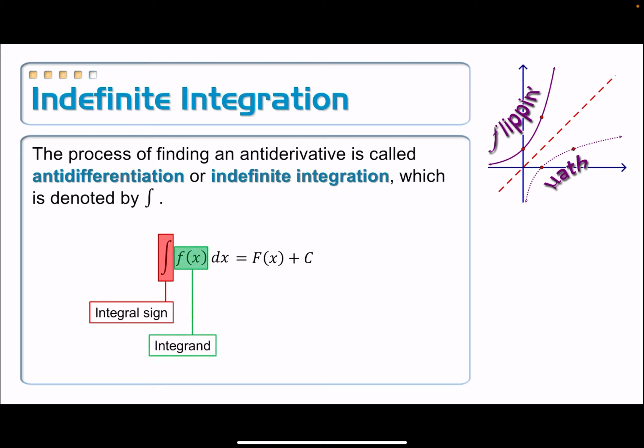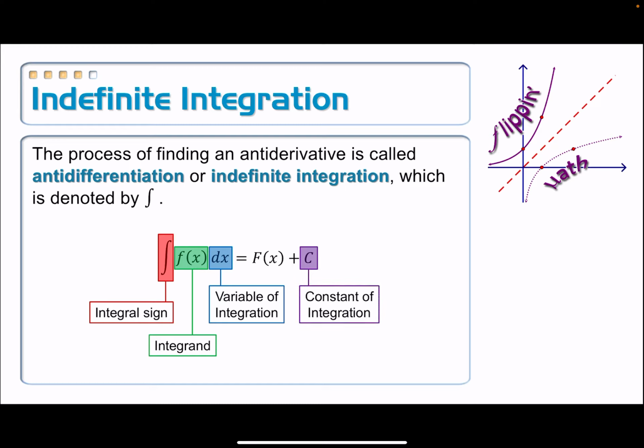The dx, that's the differential with x. It just tells us the variable of integration. Anything else would be held as a constant. The capital F of x, of course, oh wait, I think it's plus c first. The plus c is our constant of integration.